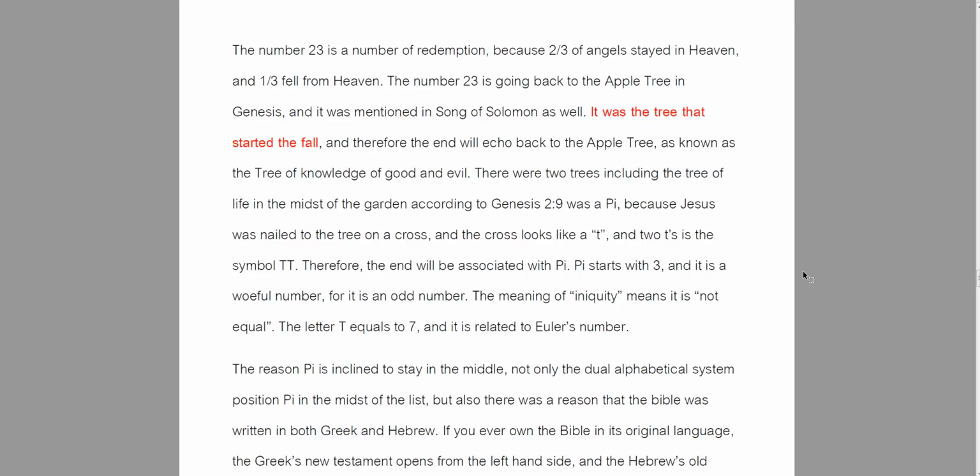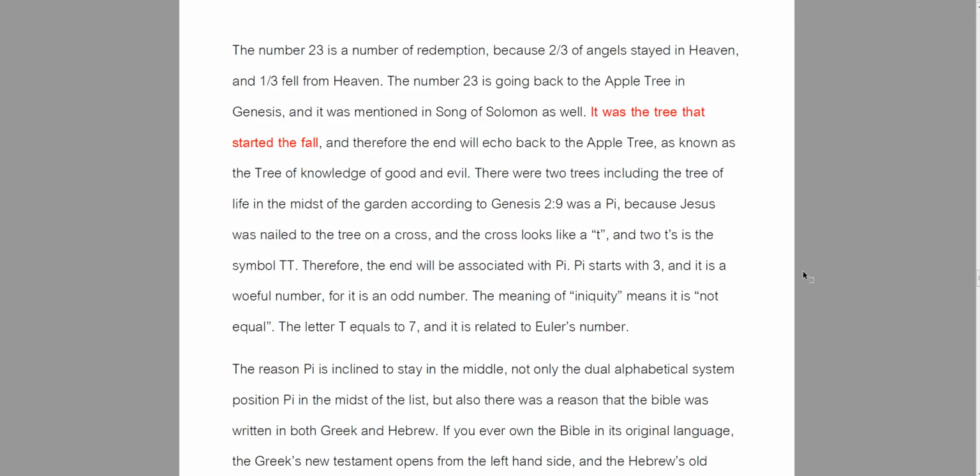Even back in the time of the Garden of Eden, there were two trees, and the cross was a tree, represented by a T. And two trees, 2T, is a pi. And pi starts with the number 3, and that's why the number 3 is very, very important. And that's why August is very important as well, referring to code 34.